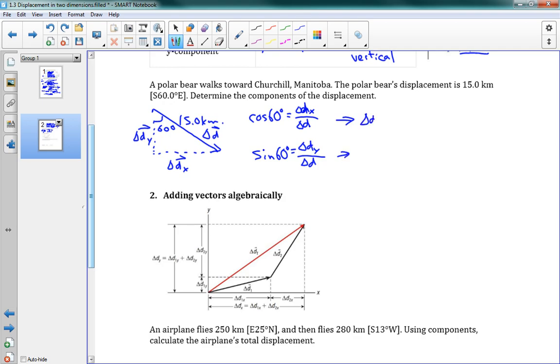Okay, those two things can be rearranged. This solves for me displacement x is equal to displacement cosine 60, and here displacement y, displacement sine 60. If you plug your values in there, you should get 7.5 kilometers south, and you should get 13 kilometers east. Okay.